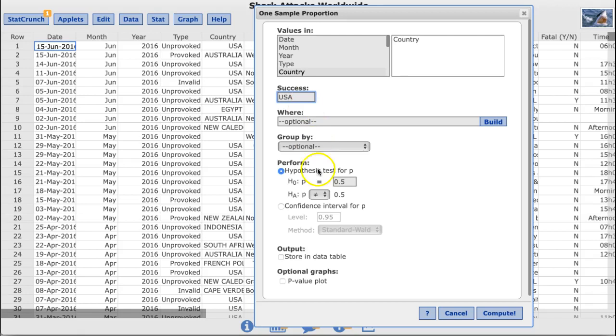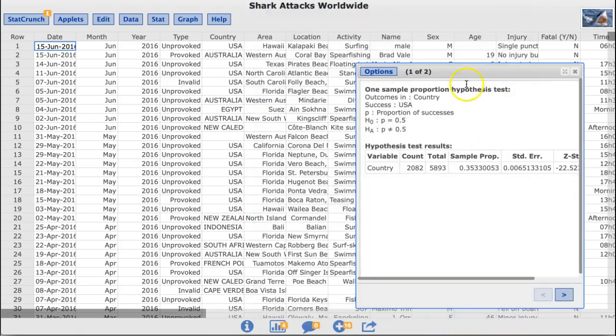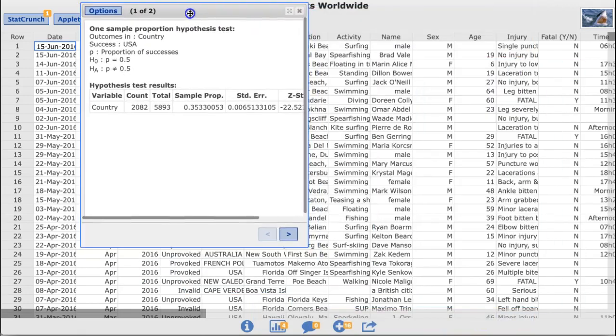So all uppercase. The claim made by the surfer is that 50% of the attacks occur in the US. And for my alternative, I really had no idea whether it'd be less than or greater than. I'm not that familiar with surfing and shark attacks. So my research hypothesis is that I suspect this is not true, so it's just not equal to. So this is a two-sided test. Here I'm going to have it give me my p-value plot. So if I compute that, I get my results here.